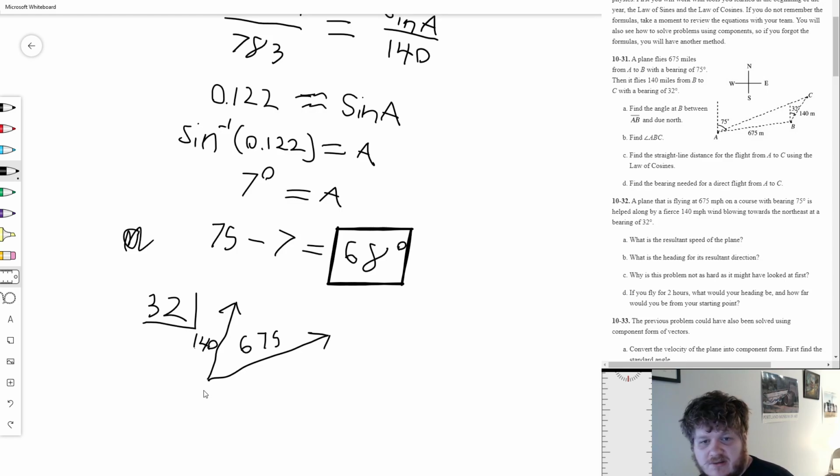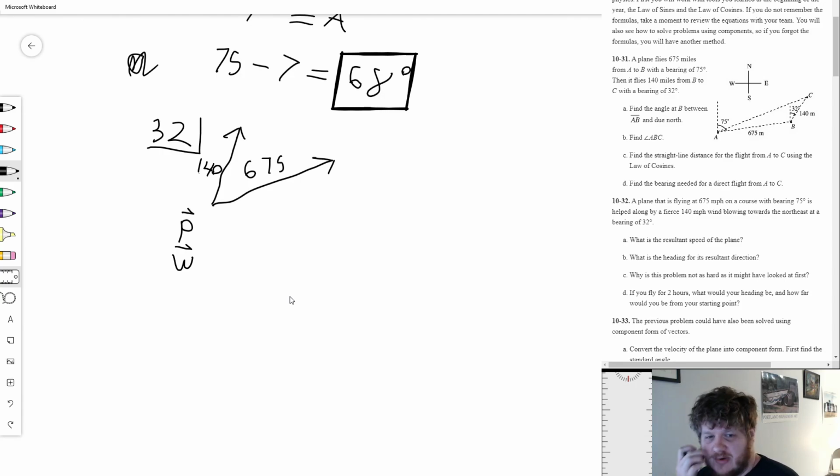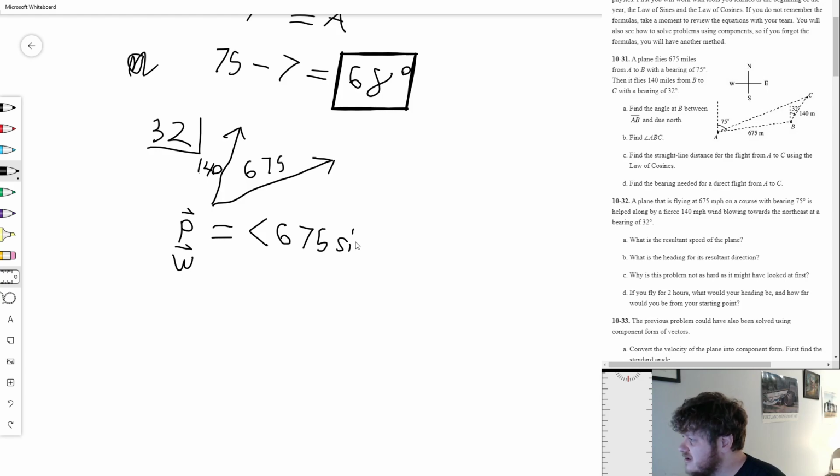So what I would suggest doing is we're going to label these vectors. I'm going to do vector P for the plane, and we'll do vector W for the wind. So let's break them into component form. So P would equal, if we think about it, we're doing it vertically, so our y would be cosine, our x would be sine, or we can flip around. It doesn't really matter how our orientation is as long as we use the same orientation. So we have 75 degrees. For the x direction, which would be this way, we're going to use sine, just based on our orientation. So 675 sine 75 degrees, comma, 675 cosine 75 degrees.